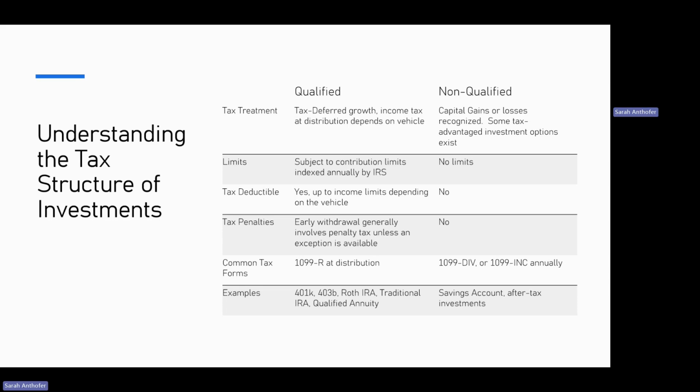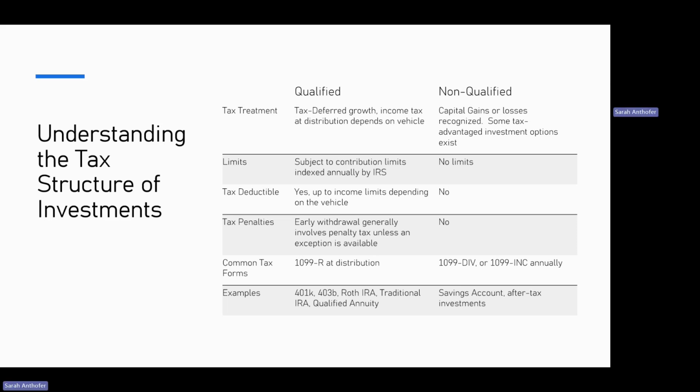A qualified investment has tax-deferred growth. You're going to pay income tax at the point of distribution. It's going to depend a little bit on the vehicle, but a qualified account is going to tax defer growth, and it's going to have some kind of income tax options available for us when we take the distribution.